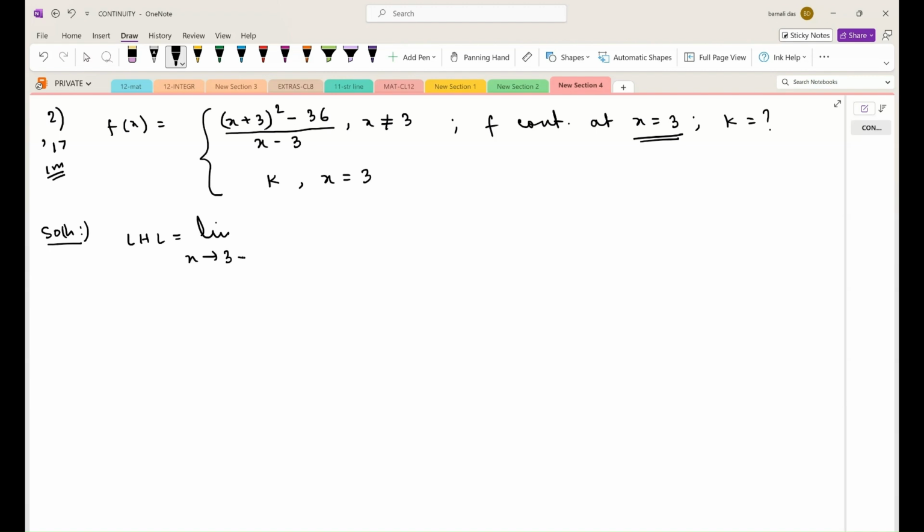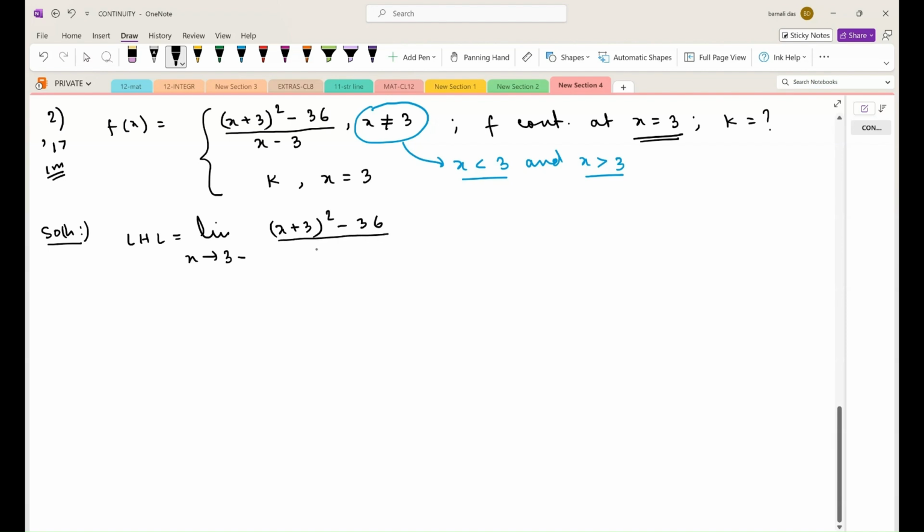Now here the difference between the first sum and second sum is this condition. x not equal to 3 implies that x is less than 3 and x greater than 3, both the conditions are punched together here. So even when x is less than 3, we'll take this branch. When x is greater than 3, we will take this branch. So coming back to left hand limit, my x is less than 3. So this is the branch. So (x plus 3) whole square minus 36 by x minus 3.